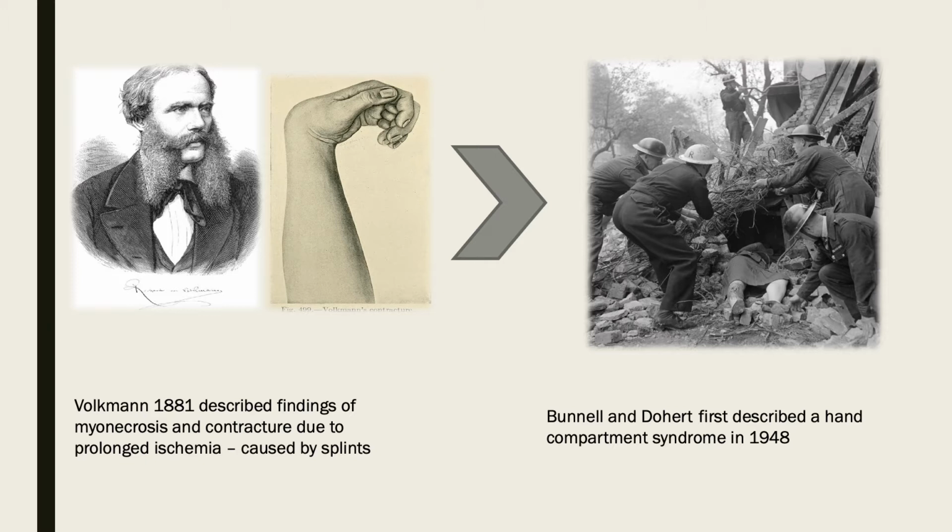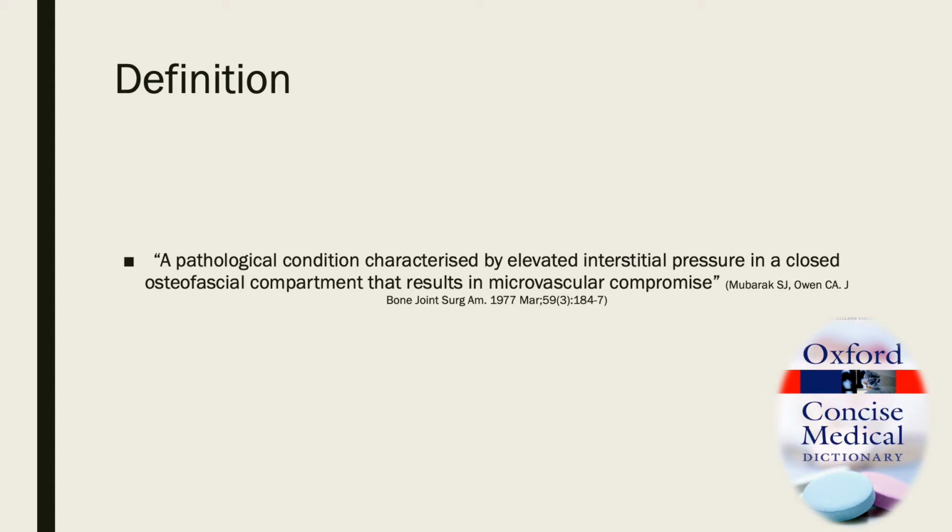Now, his findings were refuted by some other scientists and doctors back then, but in World War II, there was a significant number of casualties who had suffered crush injuries. These patients were brought into hospital. Initially, they were stable, but after a couple of days, they would undergo multi-organ systemic failure, and it was felt that the crush injury had in fact contributed to this. Brunel and Docker then described the first hand compartment syndrome in 1940, and since then research has led us to the following definition of compartment syndrome.